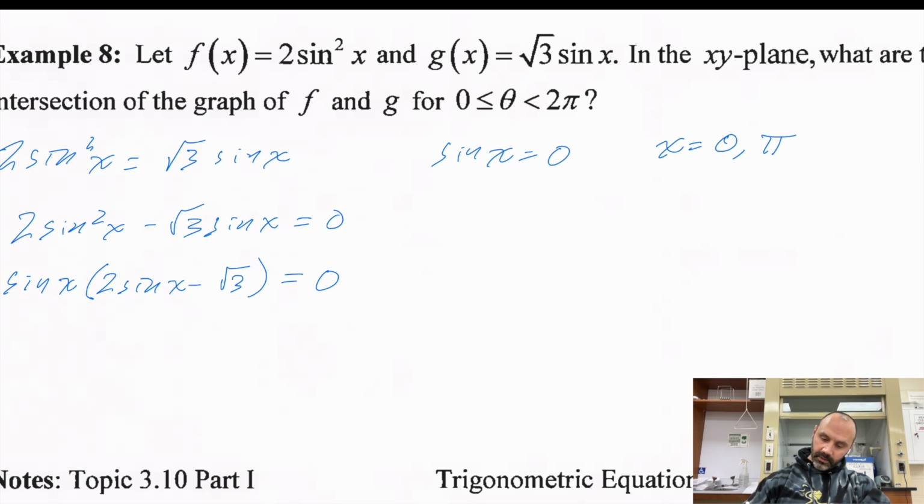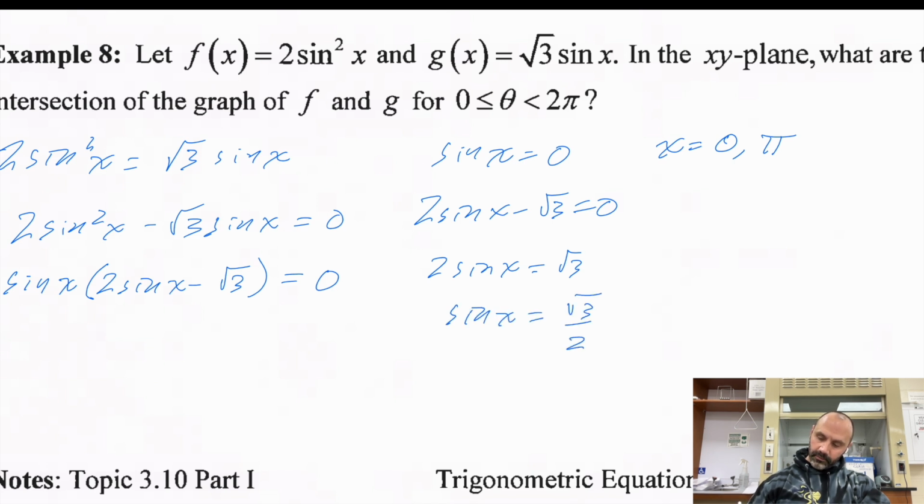Then I'm looking for the place where 2 sine of x minus root 3 equals 0. So that's where 2 sine of x equals root 3, and sine of x is root 3 over 2. So what are the places where sine of x is root 3 over 2? That's going to be these places here, pi over 3 and 2 pi over 3. So x equals pi over 3 and 2 pi over 3.